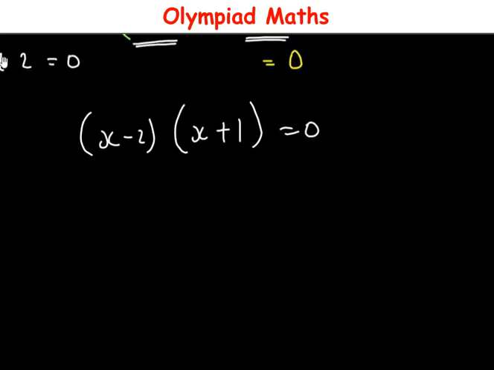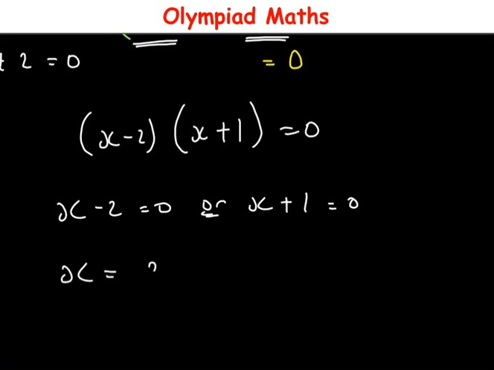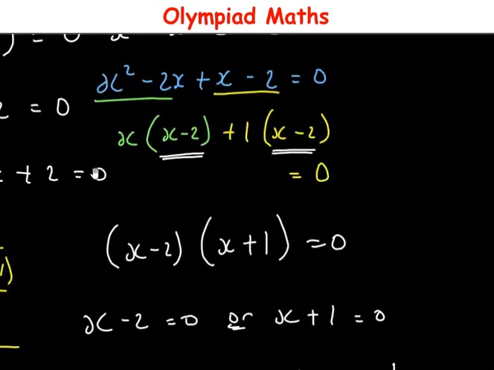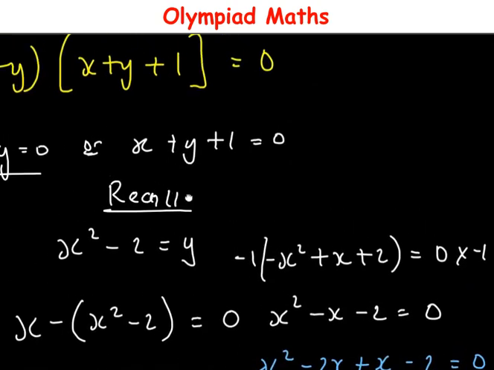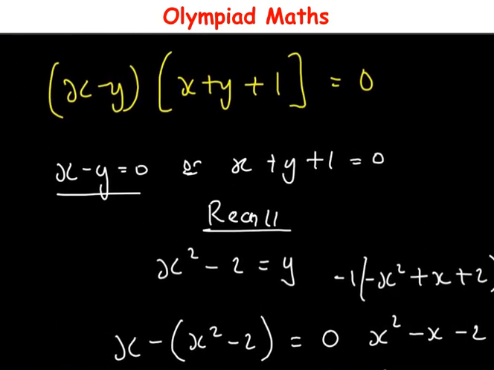So with this, we're going to equate these two to 0. We have x minus 2 equals 0, or x plus 1 equals 0. From here, x is equal to plus 2, or x is equal to minus 1. So we have the first solution of x and the second solution of x. Good.